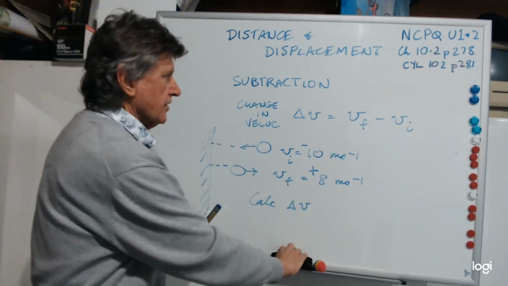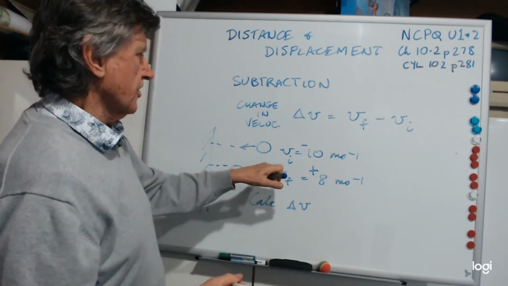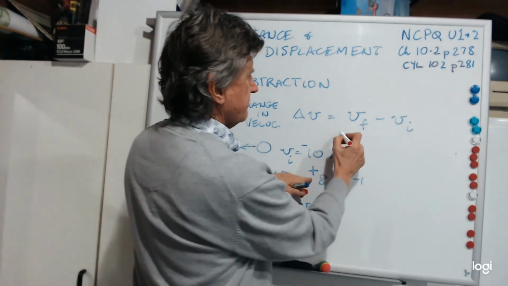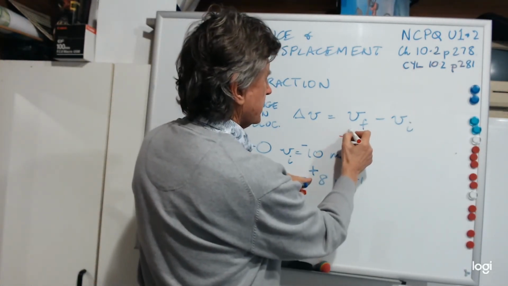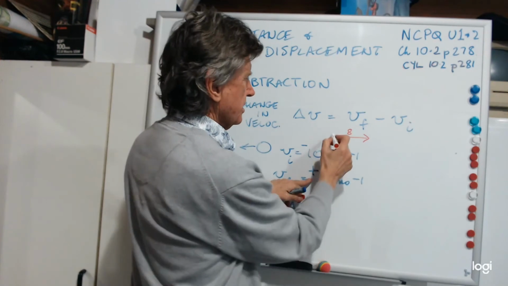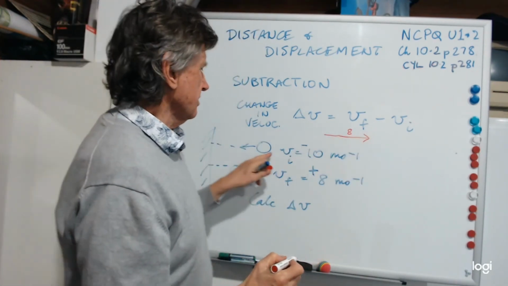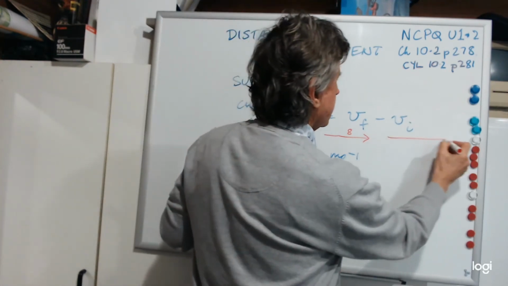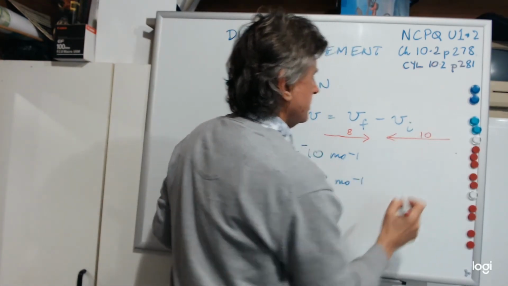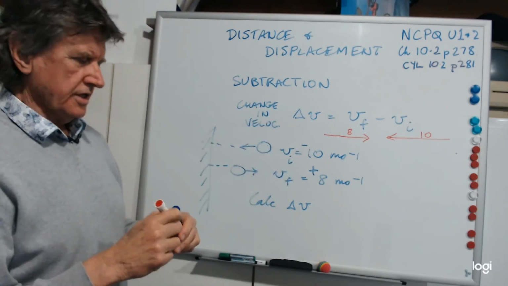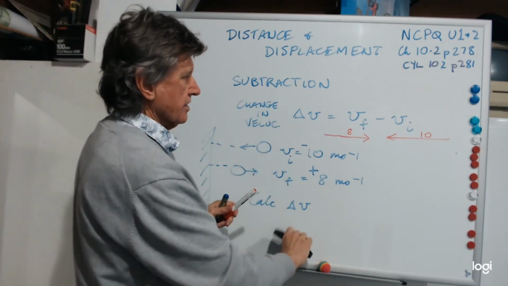So you'd have V final, which is 8 meters per second in the positive direction. So that's 8 in the positive direction. I'll make it a bit bigger. And minus the V initial. The V initial was 10 that way. So the change in velocity is just the subtraction of those two.